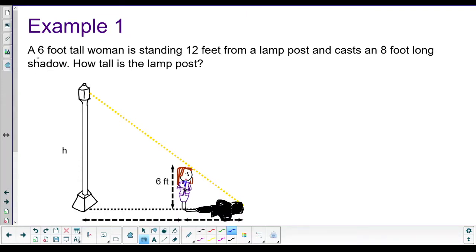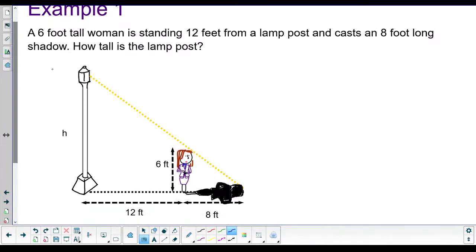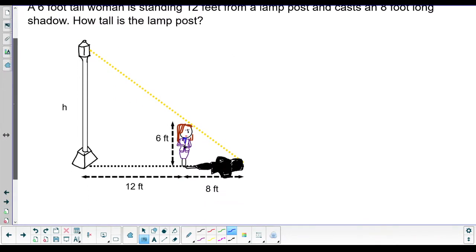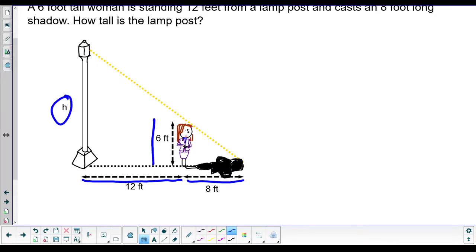All right, so example 1. It says we have a 6-foot tall woman standing 12 feet from a lamppost, and she casts an 8-foot long shadow. How tall is the lamppost? So if this sentence or 2 sentences doesn't make a whole lot of sense, check this diagram, okay? This lady is standing 12 feet away from the lamppost. Her shadow is 8 feet long. She is 6 feet tall. We want to know, how tall is this lamppost?